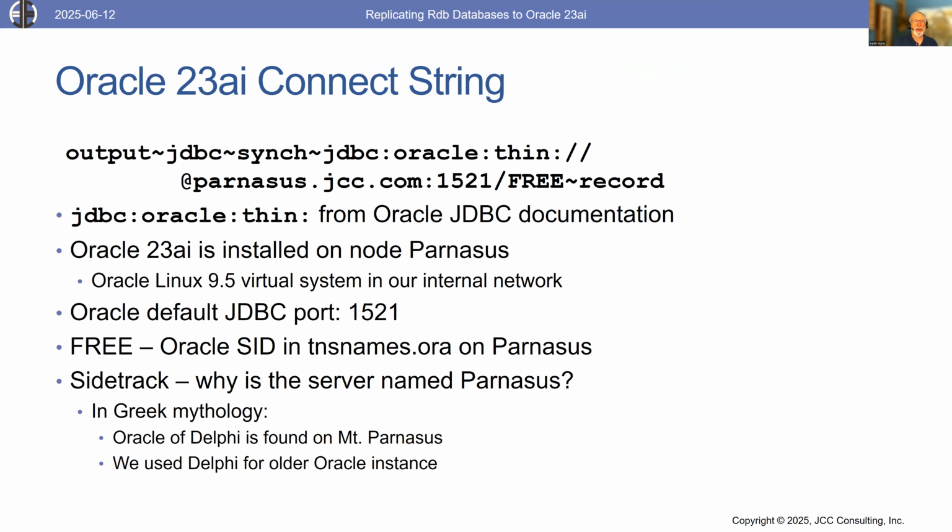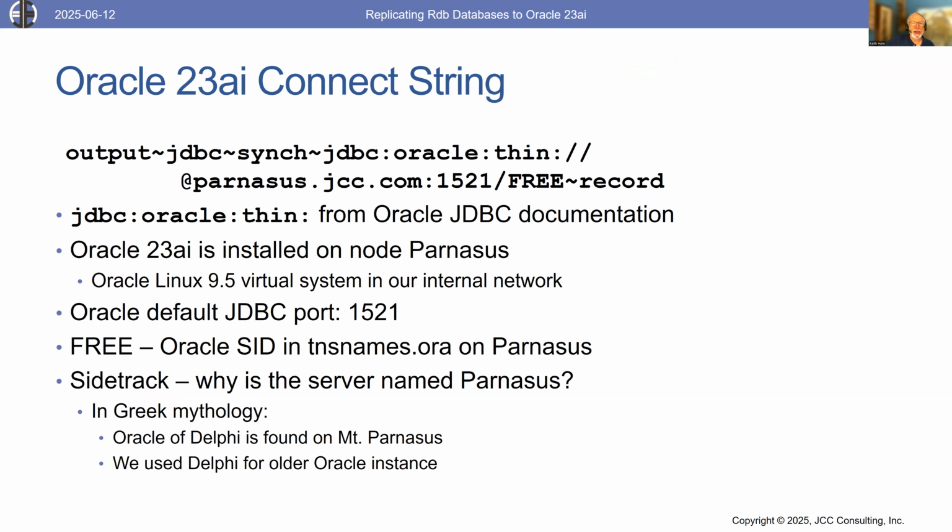Let's look at the connection string. With the JDBC server, figuring out the connection string is, in some ways, the hardest part. You have to find it in the documentation for the particular JDBC driver. For Oracle, this is jdbc:oracle:thin.